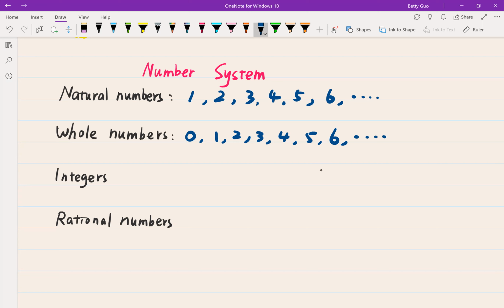Natural numbers are whole numbers. Natural numbers are part of whole numbers. Whole number set is bigger than natural number set. When this happens, we say natural number set is a subset. There's a concept here, subset. All the natural numbers make a set, the natural number set. All the whole numbers make a set. We call the set whole number set. Natural number set is a subset of the whole number set.